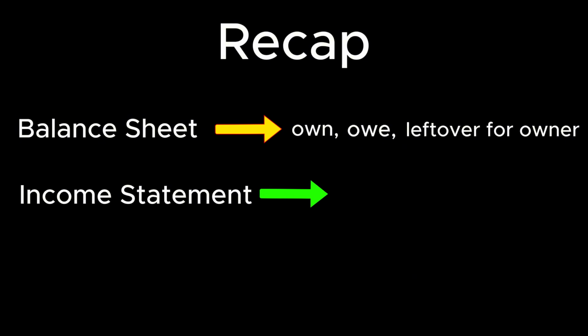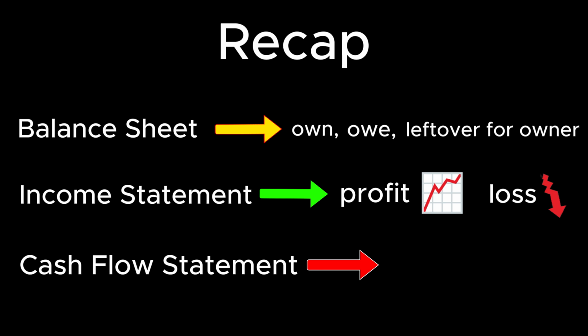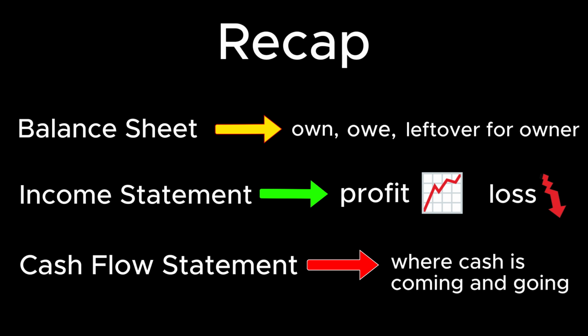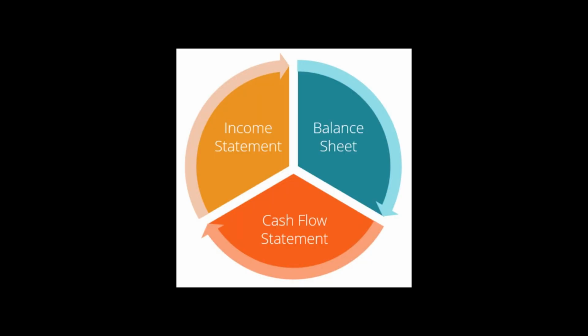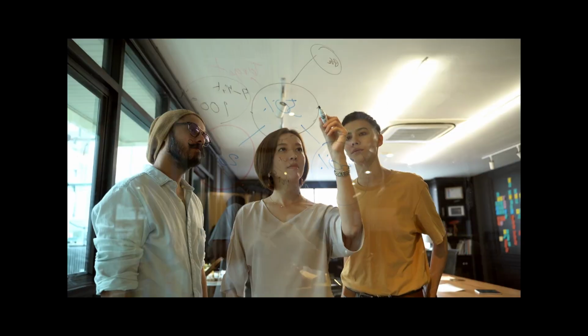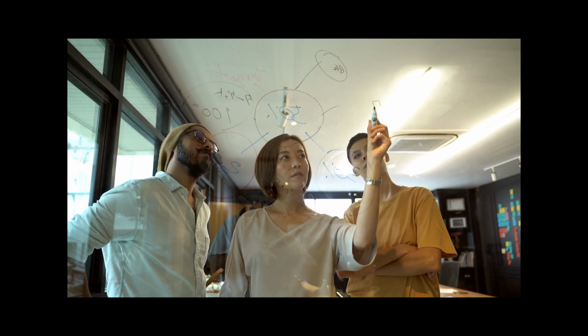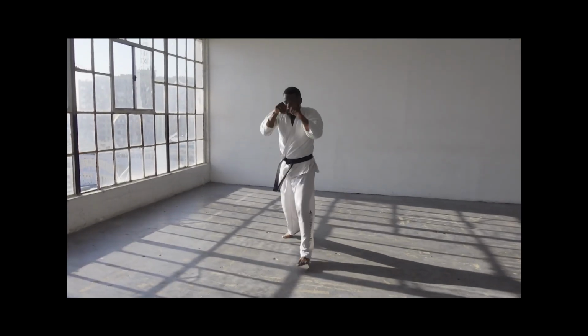Here's a quick recap. So the balance sheet shows you what you own, what you owe, and what's left over for the owner. The income statement shows if you made a profit or a loss. The cash flow statement shows where your cash is coming from and where it's going. Together, these three financial statements give you a complete picture of a business's financial health. Now that you know the basics of financial statements, you're one step closer to mastering accounting.